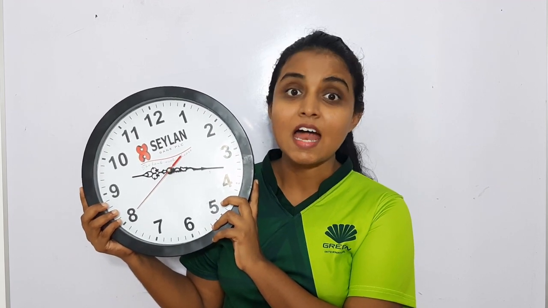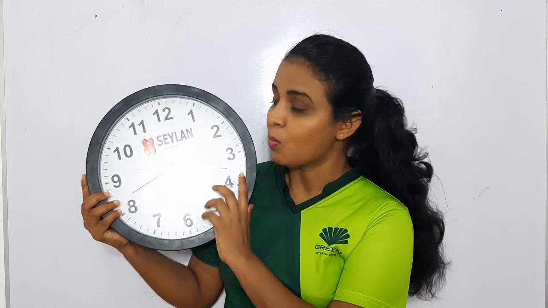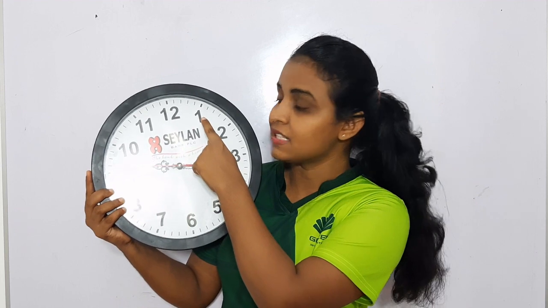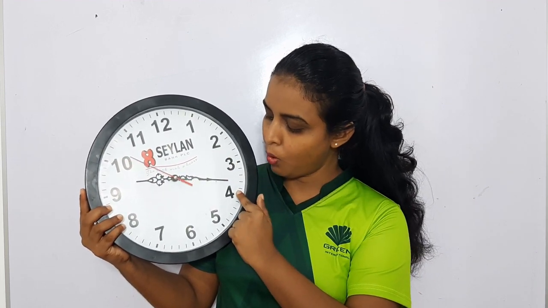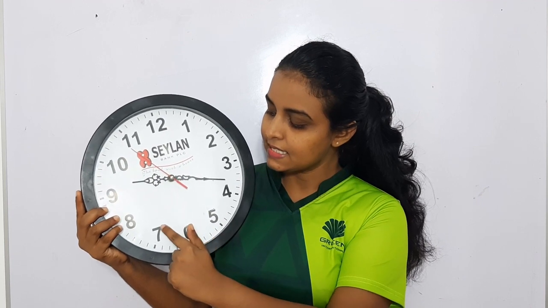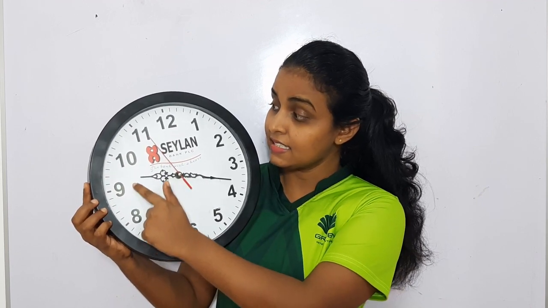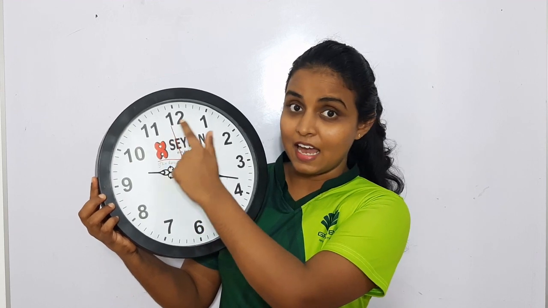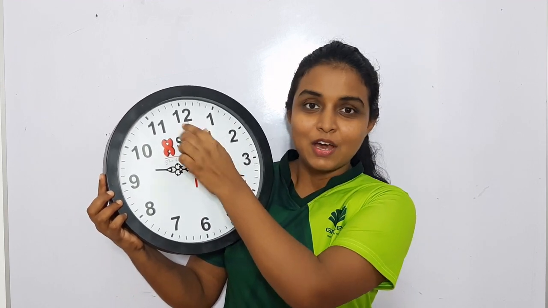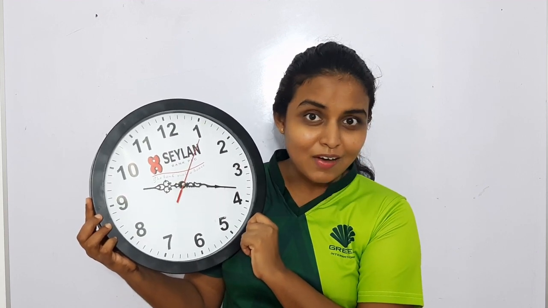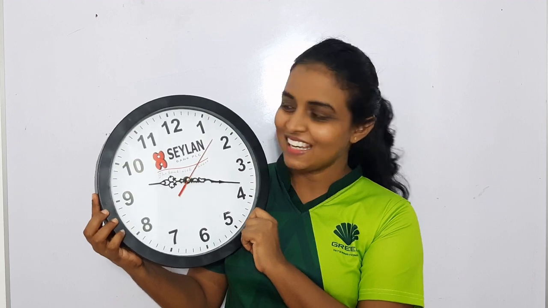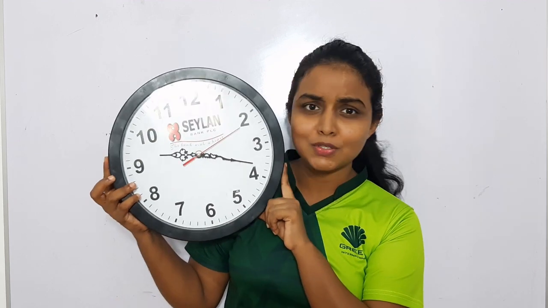Now, in a clock you can see numbers. What are the numbers you can see in a clock? You can see numbers starting from 1, then 2, 3, 4, 5, 6, 7, 8, 9, 10, 11 and 12. There are 12 numbers in a clock. Every clock has 12 numbers.